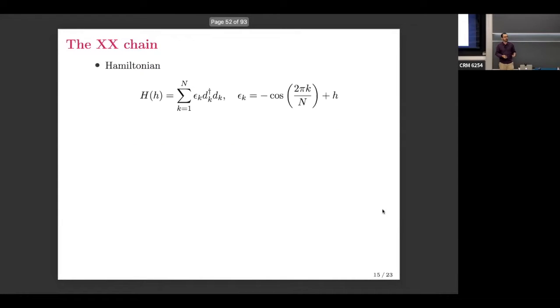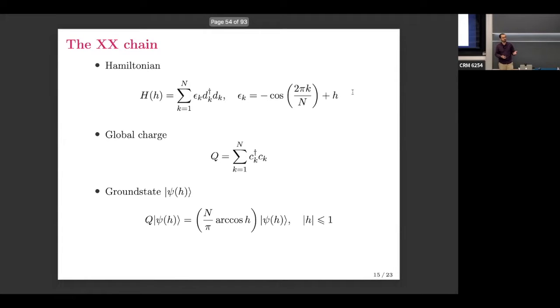So the chain is the following. In diagonal form, it's that. The important point is that the energies are these cosines and then some magnetic field. The charge is just the fermion number, and the ground state for h smaller than 1, so in absolute value, has a fermion number, which is this number here, n over pi r cos of h. Remember that number, it will come back later. But for h bigger than 1, you see all the energies become positive, and so the ground state is actually just a vacuum state with zero excitation. And there is a quantum phase transition at this point, h equal 1.